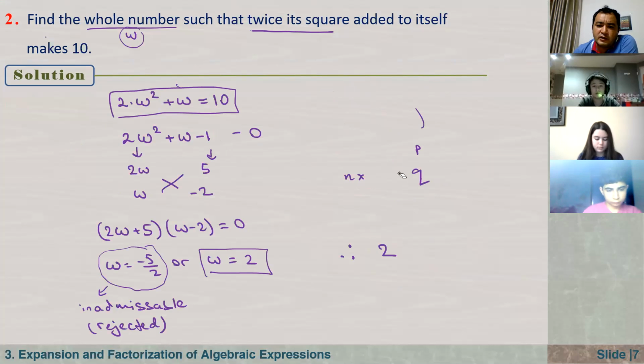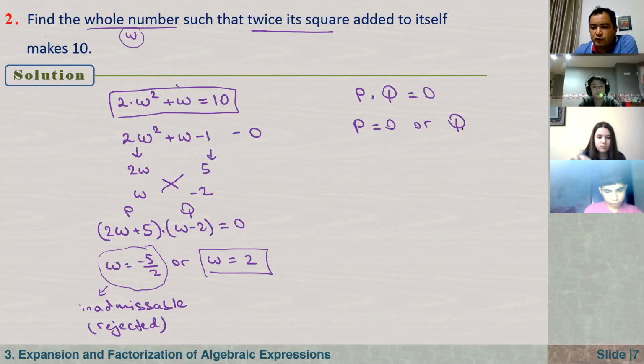Here, when we are solving a quadratic equation, the main idea is we have to actually write it as a product of two things. Let's say the first part is P, the second part is Q. And we know that in algebra, if P times Q is equal to 0, then either P must be equal to 0 or Q must be equal to 0, or maybe both at the same time. Either means at least one of them is equal to 0.